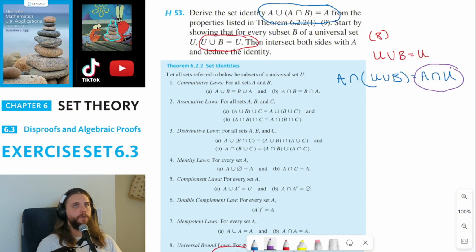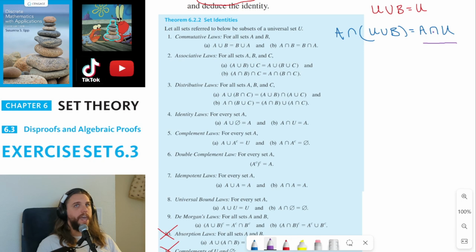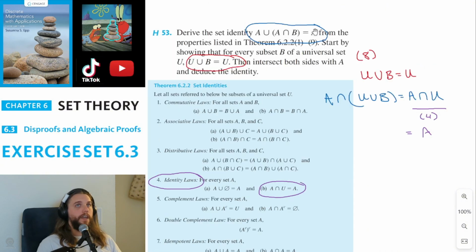In particular, I think we should start with A intersection U. Now, this right-hand side is A intersection the universal set. And in particular, the identity laws tell us what happens when you intersect with the universal set. It doesn't do anything to the set. So A intersection U by set identity number 4 is just A. And that is the right-hand side that we want. So now we just need to fix the left-hand side.